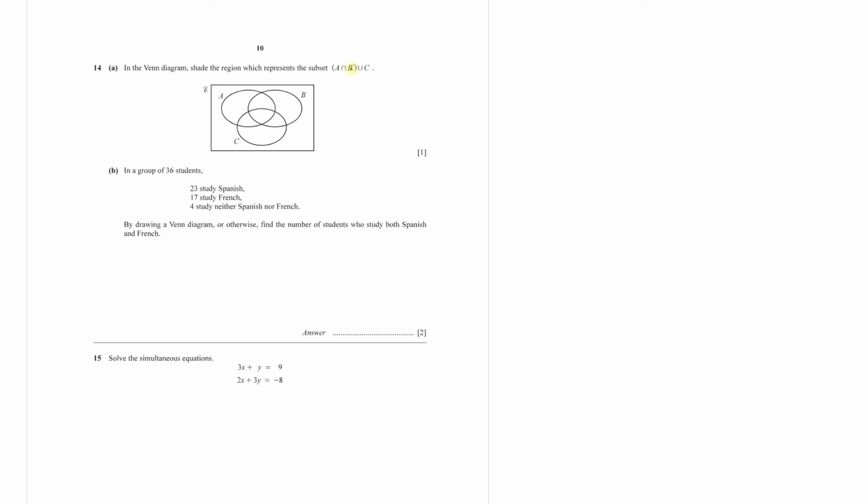So B complement is everything outside B. So this is B here. So everything except inside this circle here is represented by B complement. So everything outside this circle is B complement, and you have to find the intersection of that with A. So everything outside this circle that intersects with A is this region here, right? So this is outside B, but also part of A, which gives you the intersection A intersection B complement.